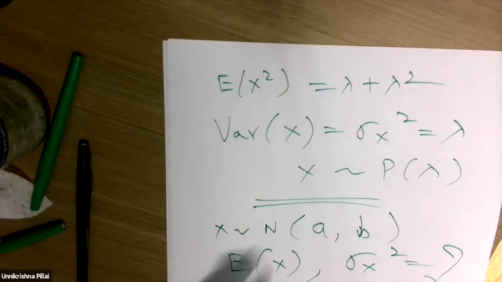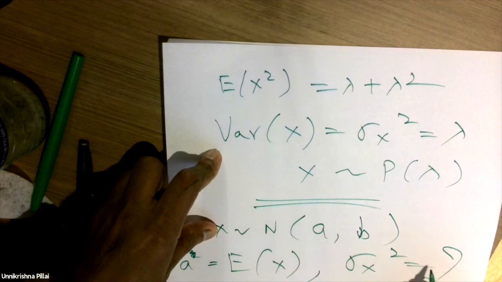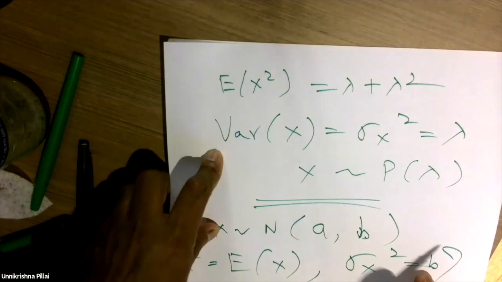So as I said, I'm going to give you the answer. The answer is a is the mean, sigma squared is b. Whatever comes up here is the variance. So how do you prove this, etc.?